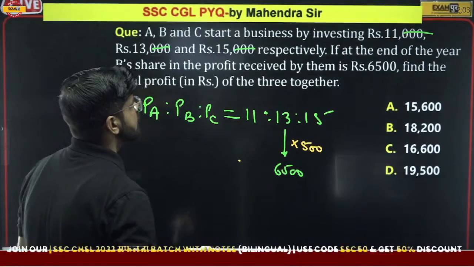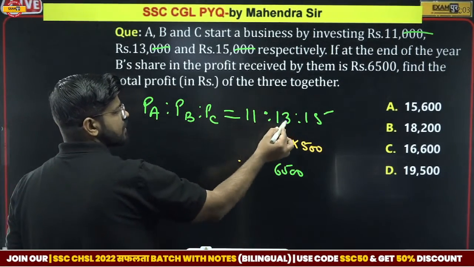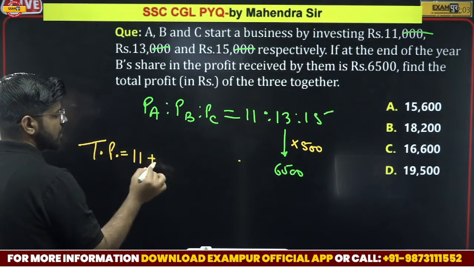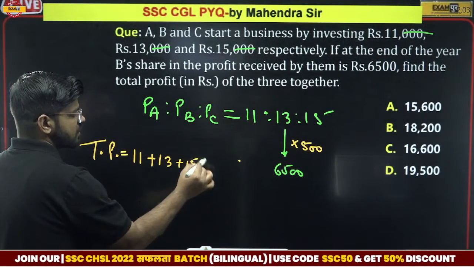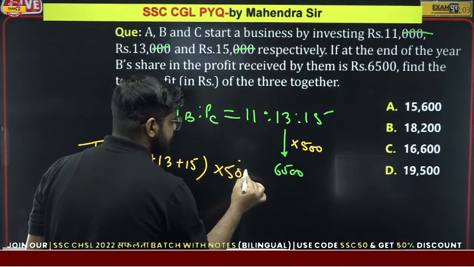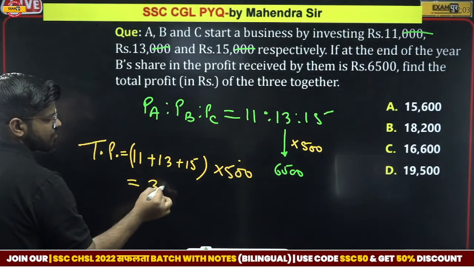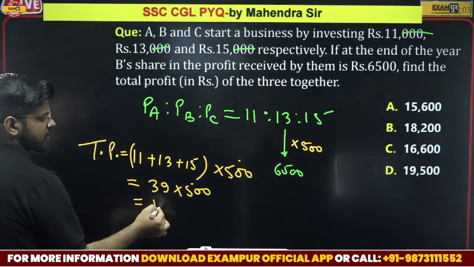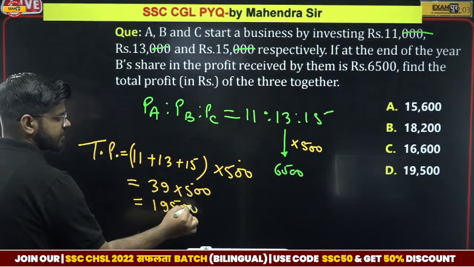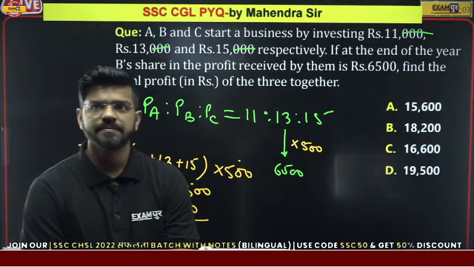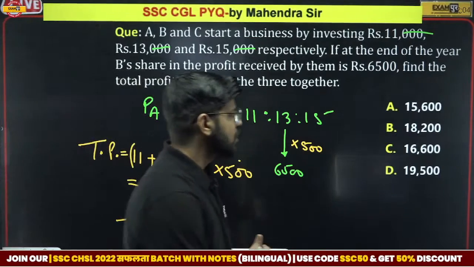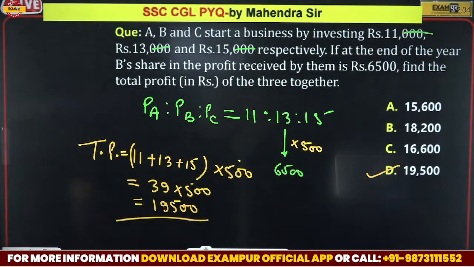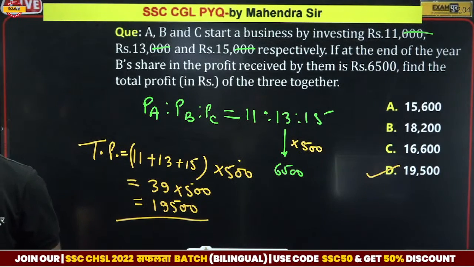The question is asking for the total profit. Total profit is 11 plus 13 plus 15 multiplied by the multiplying factor. So it will give you 39 into 500. Multiply this, you will get 19,500. Is it clear? 19,500. Option number D is my right answer. Yes or no? Clear to everyone?